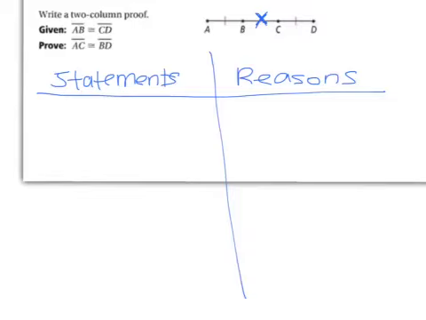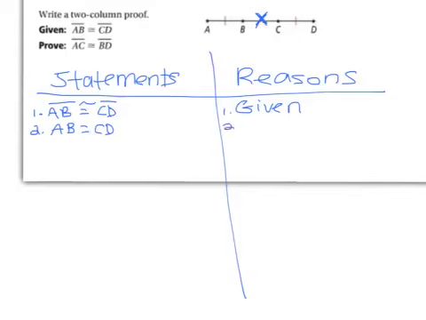So we're going to start by just first stating the given statement. Line segment AB is congruent to line segment CD, and the reasoning is just that it was given. Now we're talking about using addition. We're talking about making two things equal to each other, so we can't leave it as congruent. We need to change it to AB equals CD, because that is true, and our reasoning is that if two line segments are congruent, then their measures are equal.